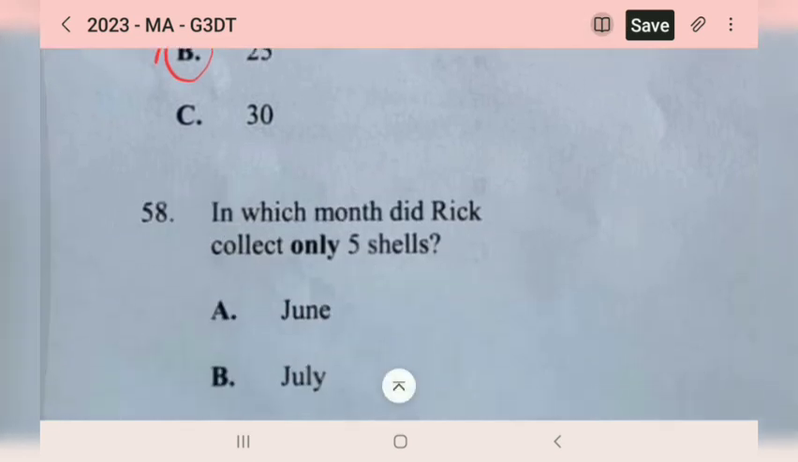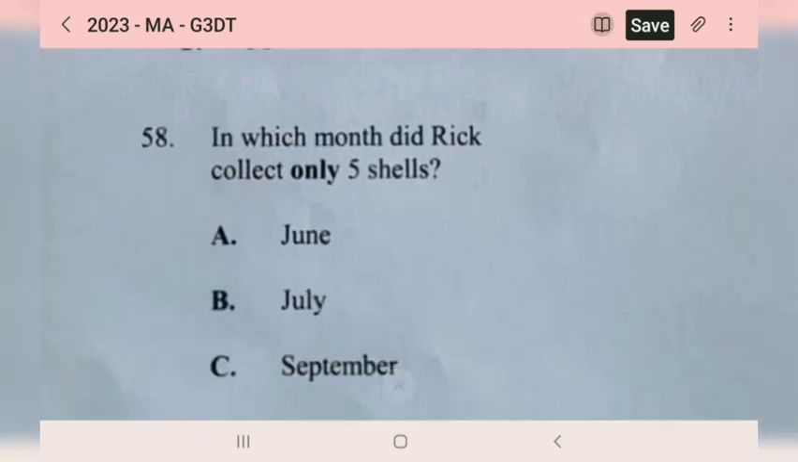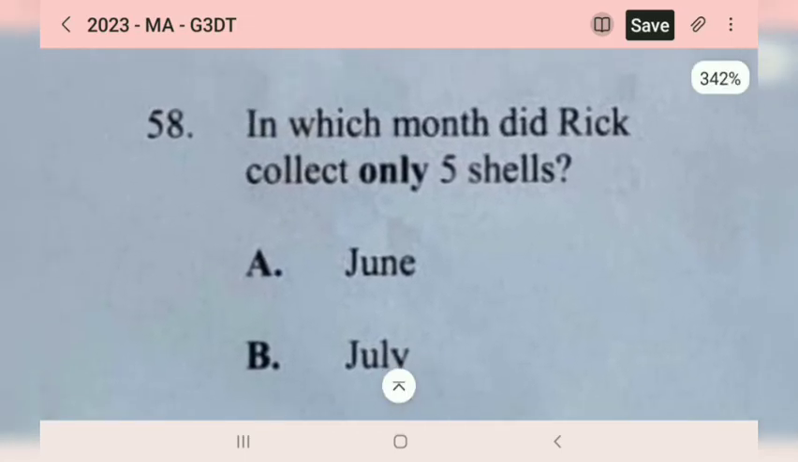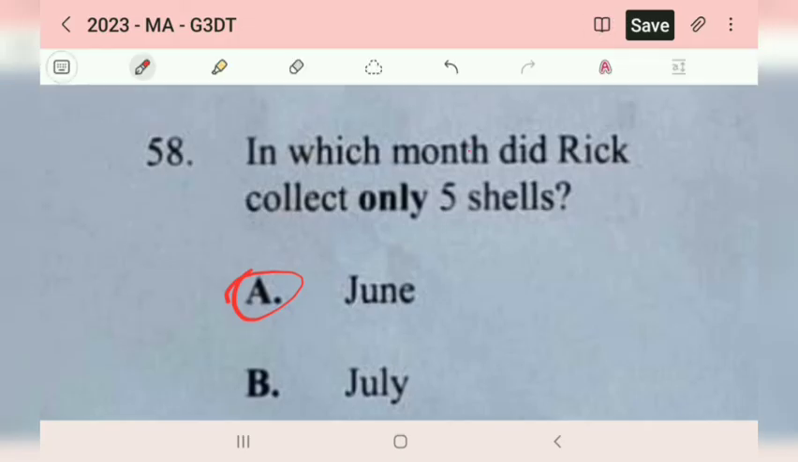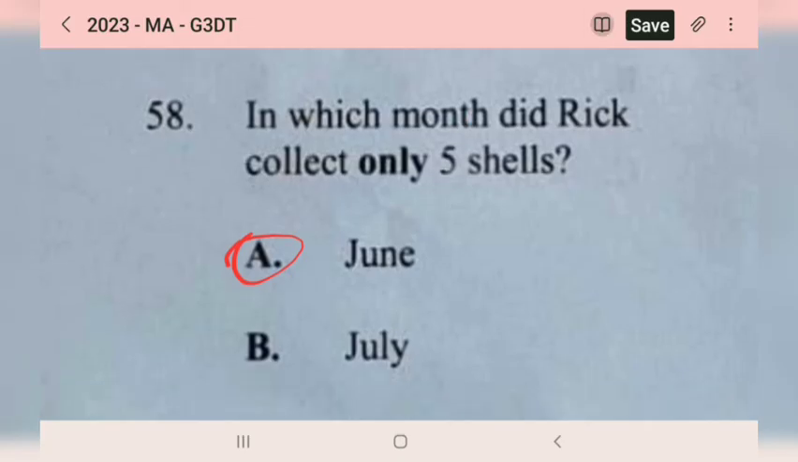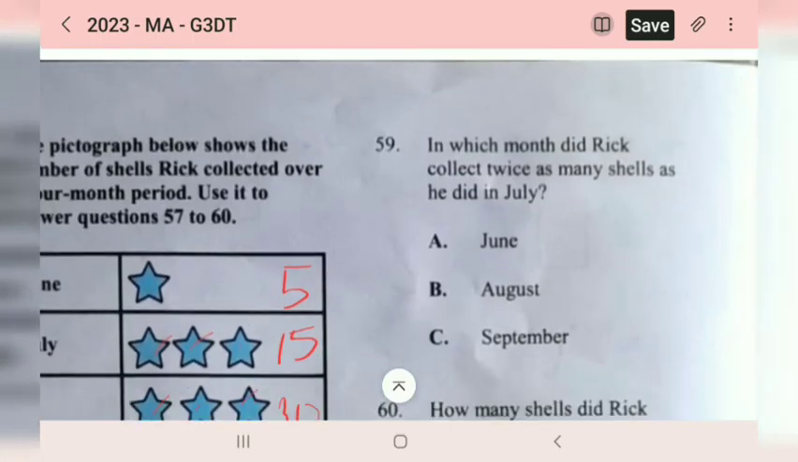Moving on to 58. In which month did he collect 5 shells? If you remember the paper, it's June. That's the first one we worked out, and it's also a repeat item, so we know that one.